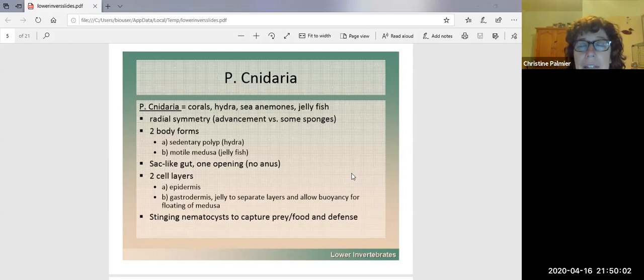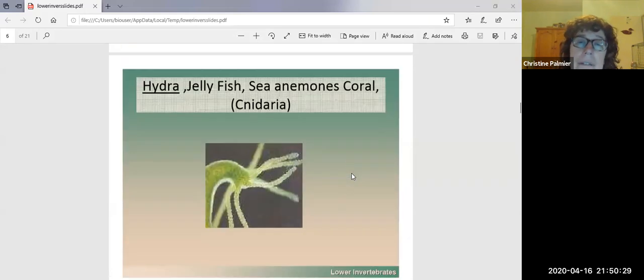They have two cell layers like the sponges, but they have different names. One's called an epidermis and a gastrodermis. And they have a layer of jelly to separate them and help them with buoyancy or floating. Okay. Now they have a more proactive defense than the sponges with the spicules. They can sting you. Hopefully no one's been stung by a jellyfish. They use that to capture their food, okay, and for defense, as I mentioned.